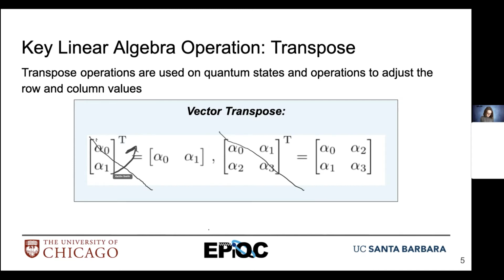So we can create a row vector from a column vector. And then here we're going to see the exchange between A1 and A2. So A2 goes up to this top right corner, and A1 goes down to this bottom left corner. So this would be an example of transpose operation. So it allows us to adjust the rows and columns for a matrix, and we're going to use this on our quantum states and our quantum operations. So oftentimes when we're looking at transpose operations, we have this T, this capital T, and that indicates transpose.